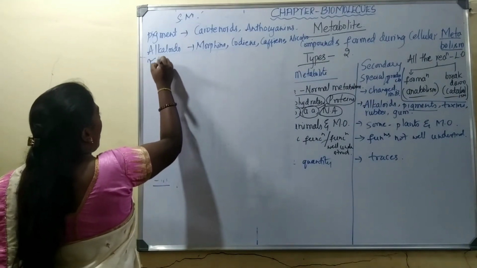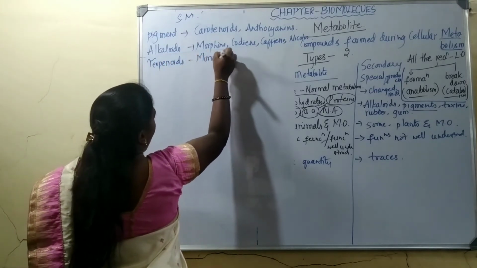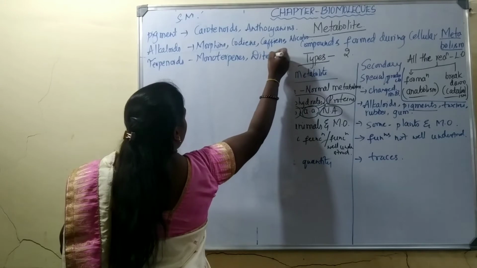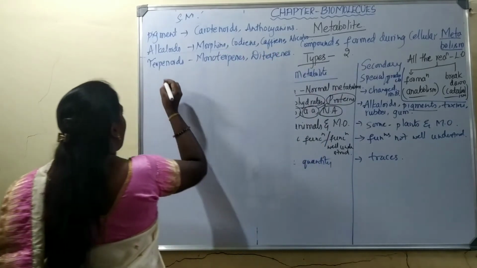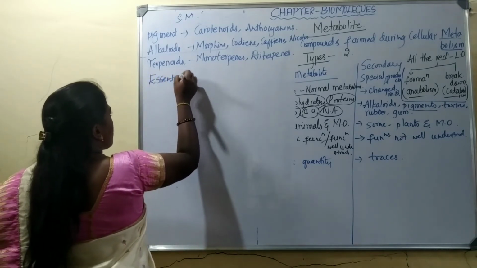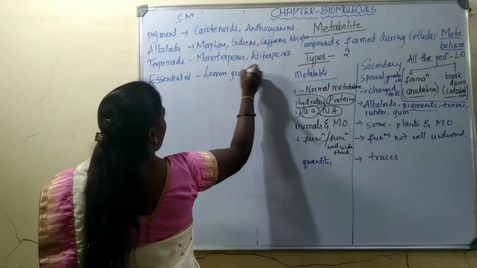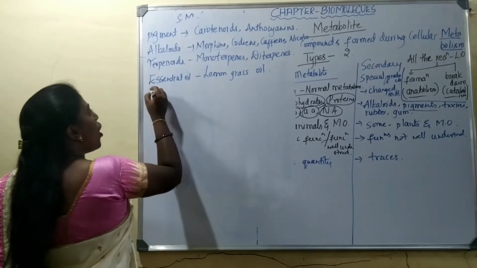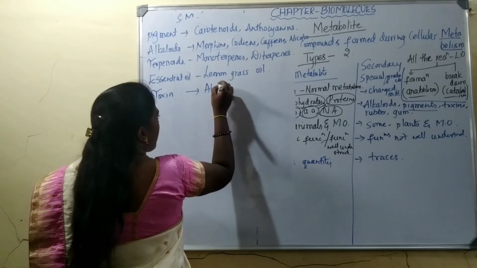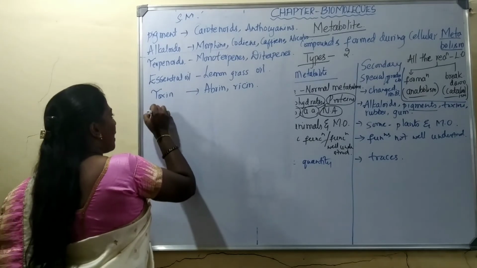Next, terpenoids. Examples: monoterpenes, diterpenes. The next is essential oils. Essential oil example: lemongrass oil. Next, toxins, like abrin, ricin. Okay. The next is lectins.